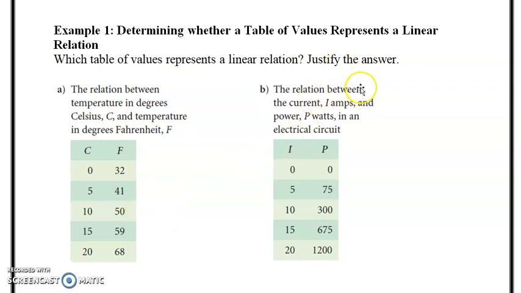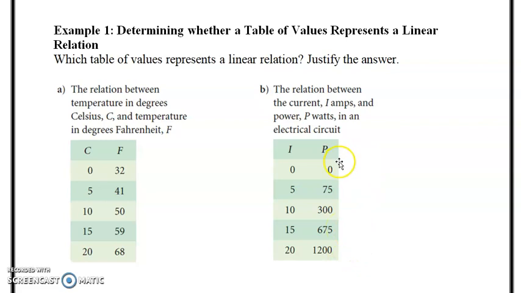In B, the relationship between the current, I in amps, and the power, P in watts, in electrical. So the current, I, is going up by 5, and the power is going up by 75, and then up by 225, and then up by 375, and then up by 525.